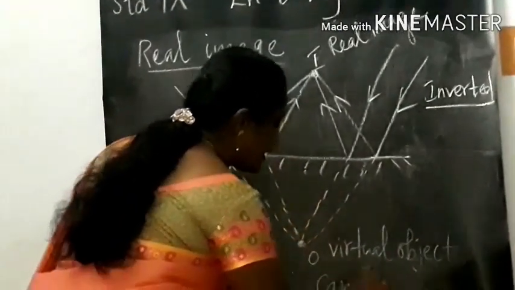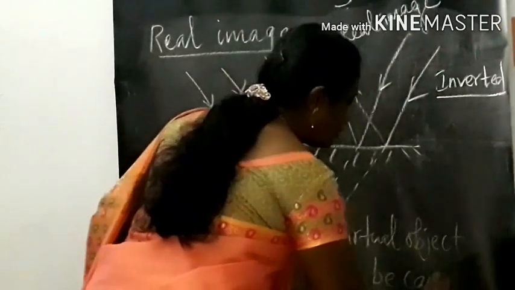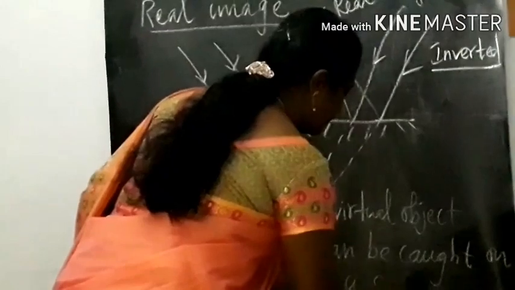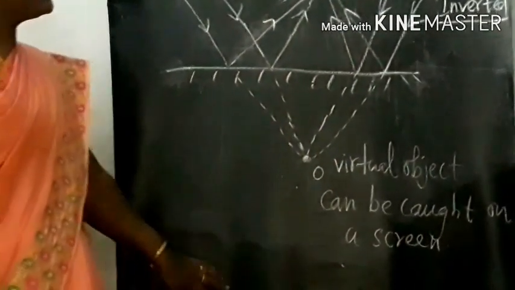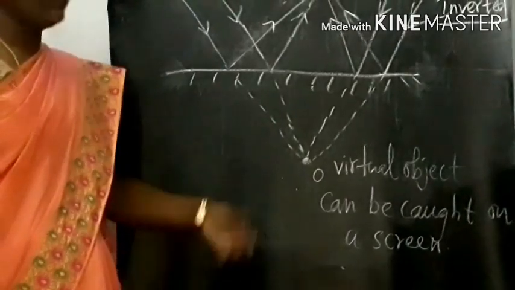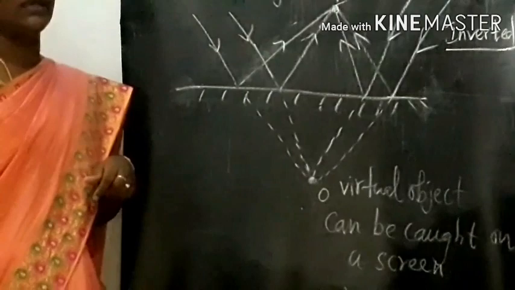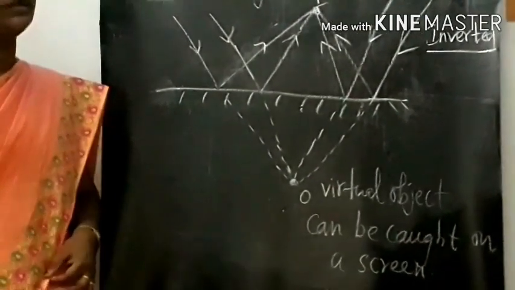The real image can be caught on a screen. So what is a real image? The rays after reflection, if they meet at a point, the image formed is called a real inverted image, which can be caught on a screen.